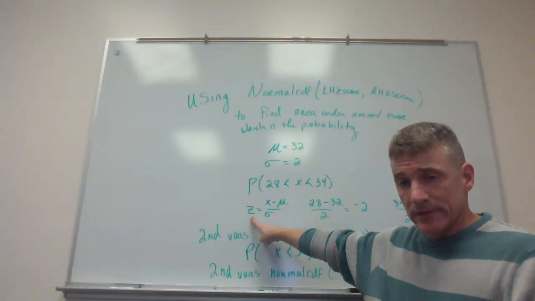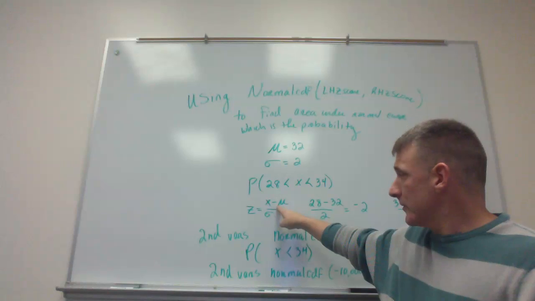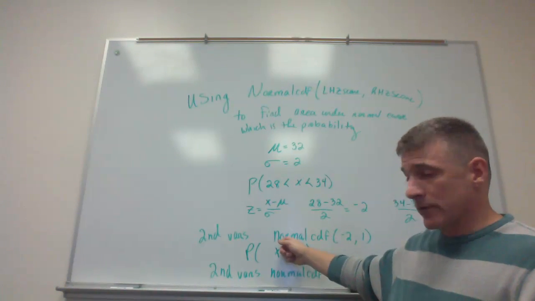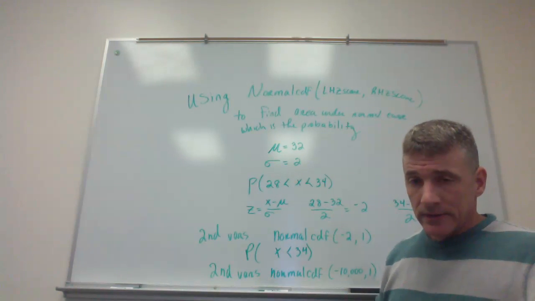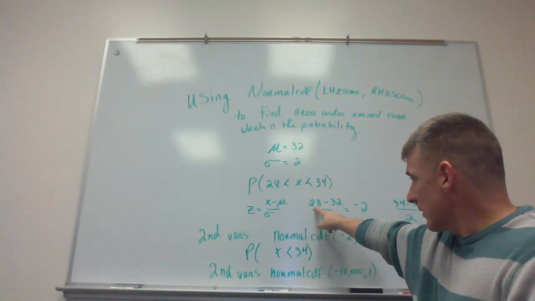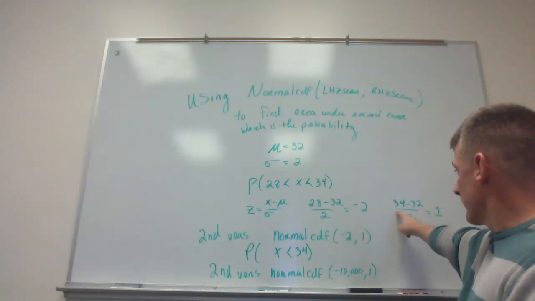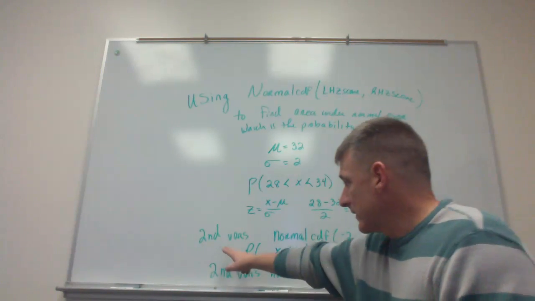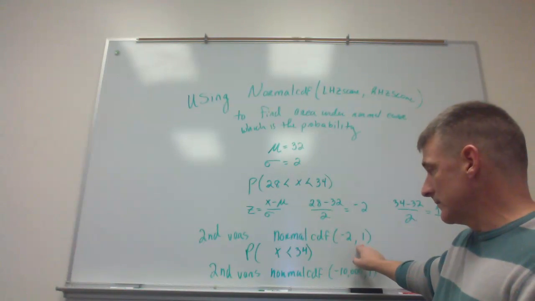The z-score formula at this point in time is you take the raw data point score minus the mean and divide it by the standard deviation. So to make the normal CDF work, we've got to convert the 28 to a z-score. We take the 28 minus 32, divide it by 2, and we get a negative 2. We take the 34 minus the 32 and divide it by 2, and we get 1. We're going to hit the second key, the vars key, normal CDF, and then negative 2 to 1.